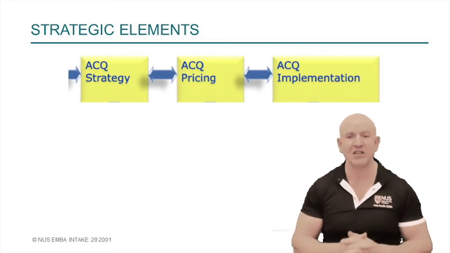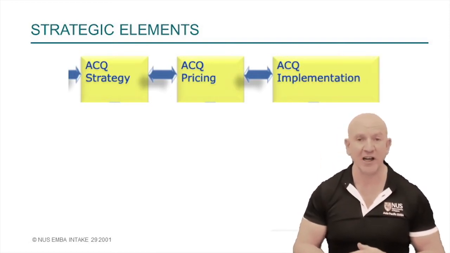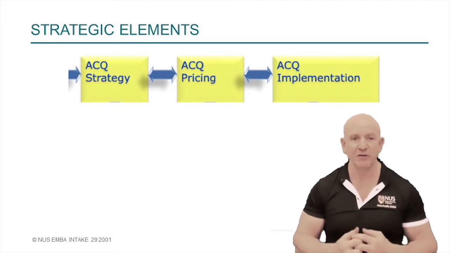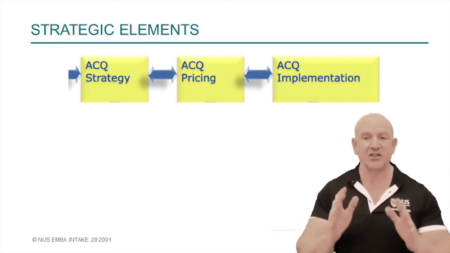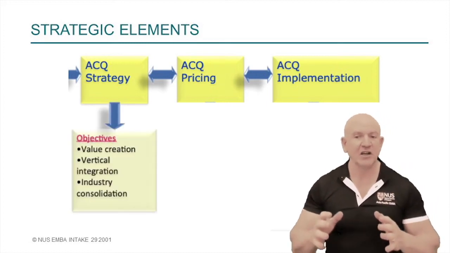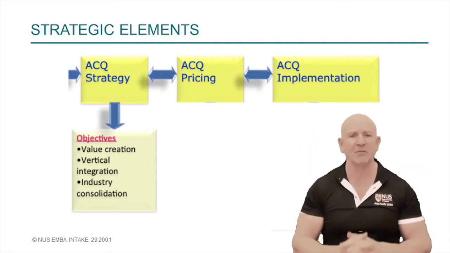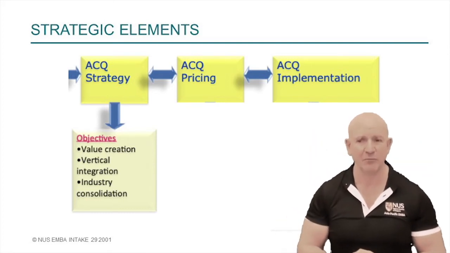Now I've separated pricing here because that tends to be a critical element, and we don't want the pricing to get to the point where it subverts all value within the acquisition. Again, strategy. Is there value creation? Will there be vertical integration? Is there industry consolidation? A lot of things that might be considered within the objectives.